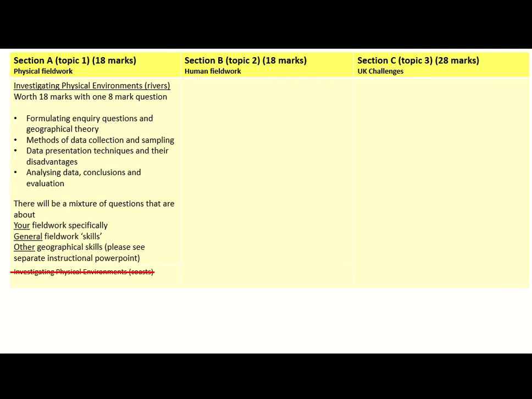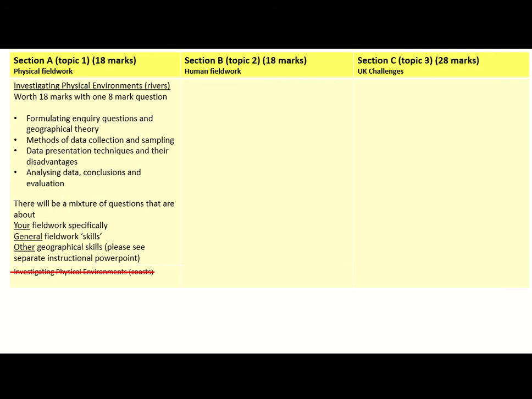Analysing the data. Can you take the data you've collected and presented and tell me what it means? You know, how does it help you answer what you were trying to investigate? What conclusions can you draw from the data? And can you evaluate your investigation? You know, what went wrong? What could you improve? How could you make it more reliable?